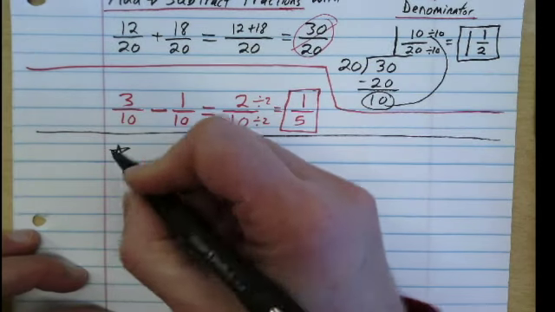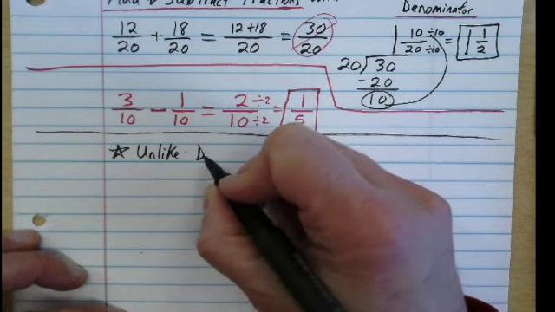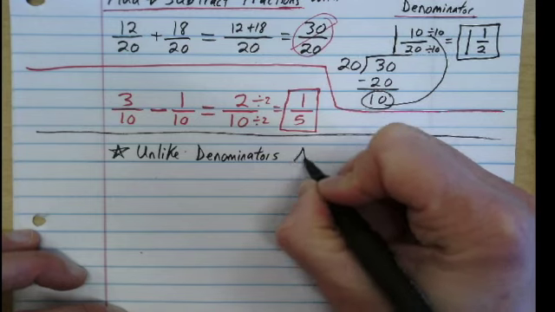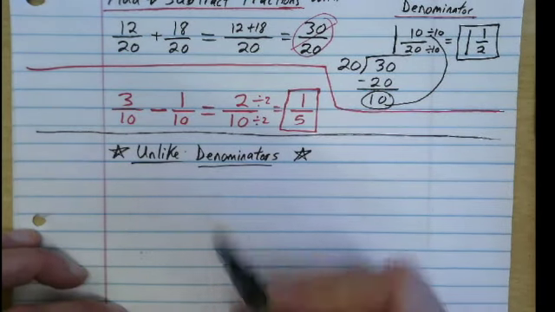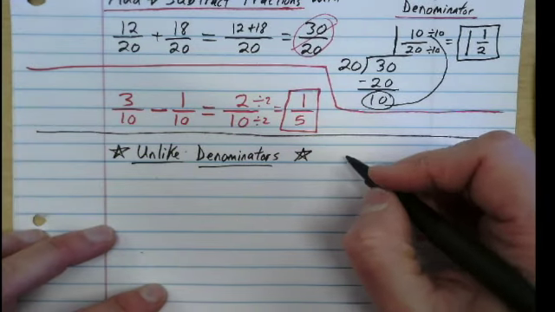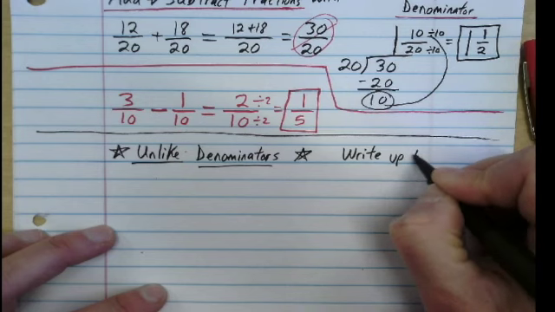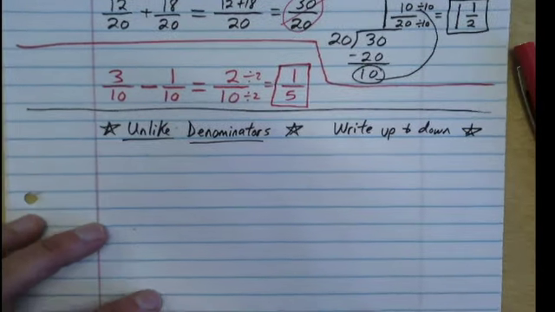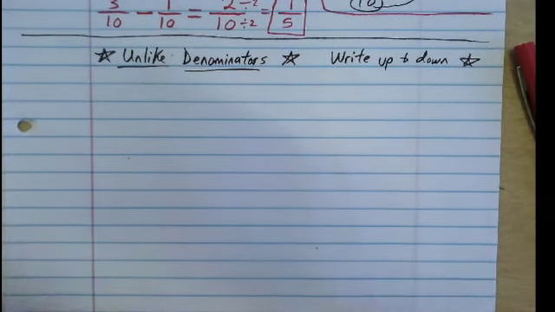For unlike denominators, so when they're not the same, a couple ways to do that. I actually prefer to write these ones up and down. So I'm going to put some stars here. So when the denominators are not the same, there's a little bit extra work. These ones I would say write up and down instead of sideways, but you don't necessarily have to. That's just the way I prefer to see it. Move this up. So the example I'm going to write with the black pen, and then we're going to change it with the red pen.